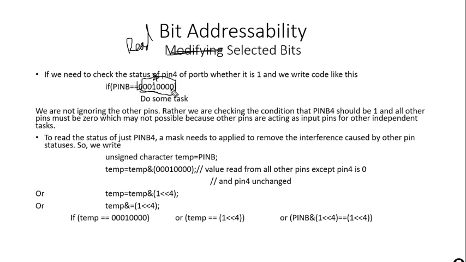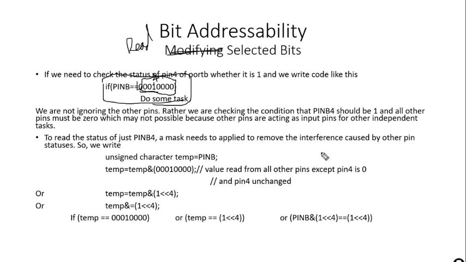So that example was to emphasize that we needed to check the status of just one pin independent of the statuses of other pins. Here we are not doing that. Here we are ensuring that pin 4 is 1 and the other pins must be 0, which may not be the case. So how do we do that? Again, we perform logical operations.